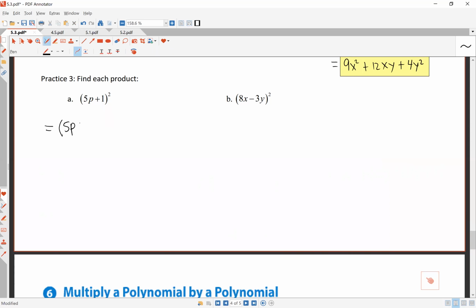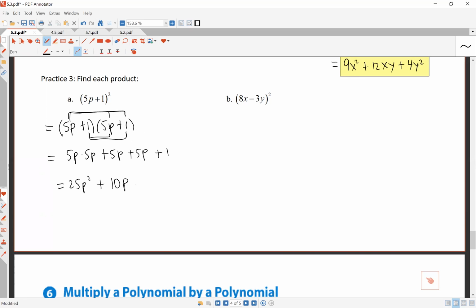We have a 5p plus 1 repeated twice. We use the FOIL method, 5p times 5p, which is 25p squared. We have another 5p and another 5p. 1 times 1 is 1. The middle terms combine and give us 2 of those, or 10p. 25p squared plus 10p plus 1.